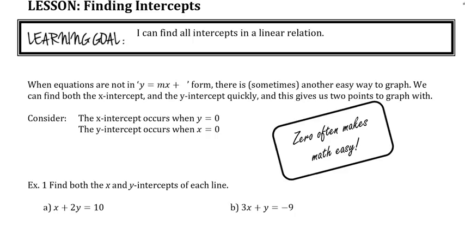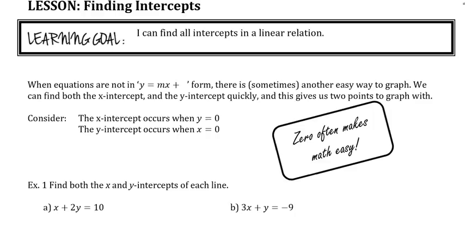Okay, so finding intercepts. We've been talking all about straight lines, right? y equals mx plus b. We know a fair bit about straight lines and that kind of thing on graphs. And it turns out another thing about lines that's really important is where they cross the axes. We call these intercepts. And not just straight lines, all kinds of relationships.